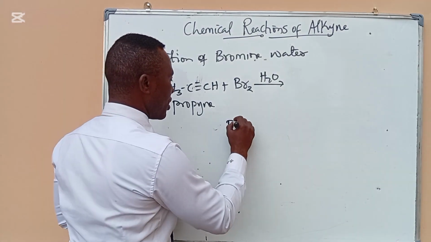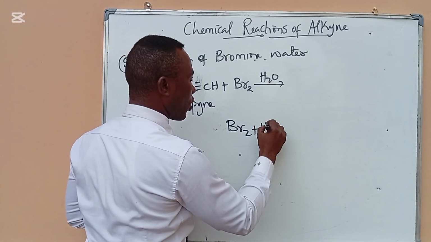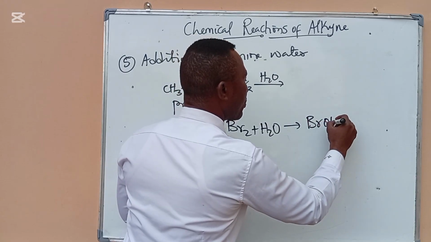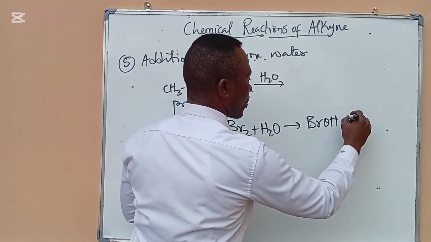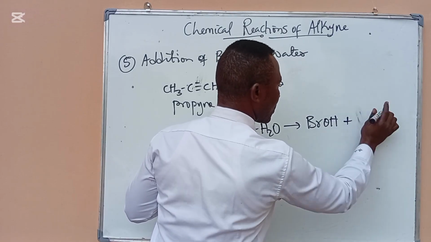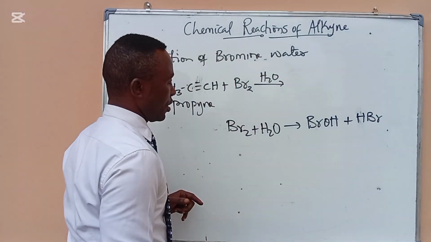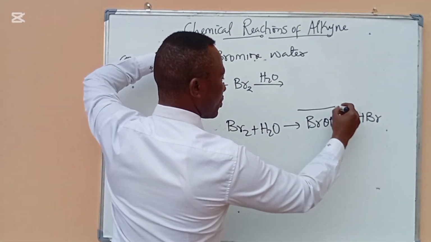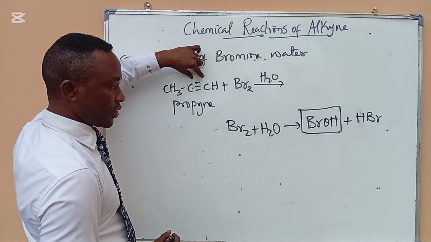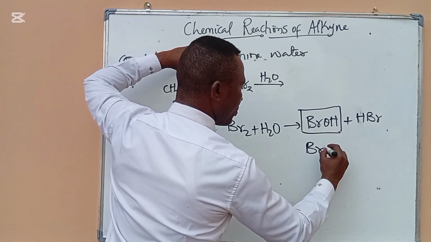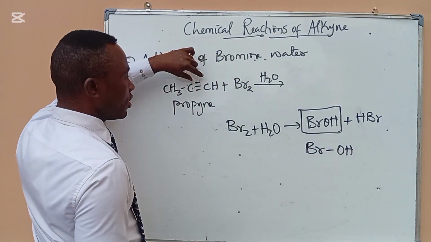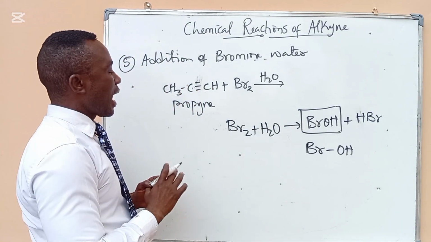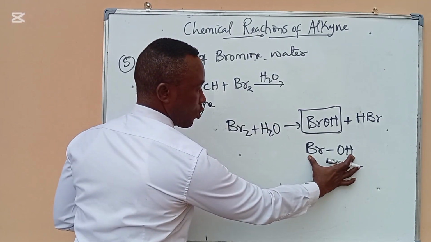Why? Because bromine reacts with water to give us hypobromous acid plus hydrogen bromide, that is HBr. So what is actually being added to the multiple bond is hypobromous acid. Remember, the hypobromous acid is Br, then OH. We need 2 molecules of this to fully saturate the alkyne. So here is 1 molecule.